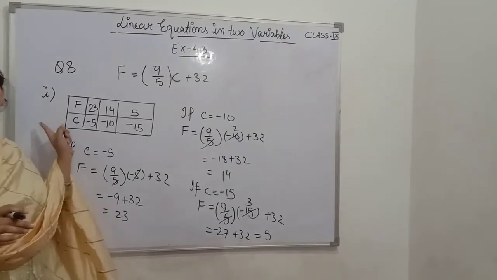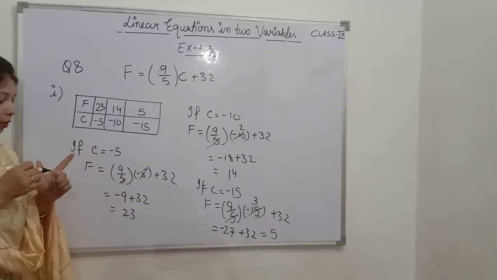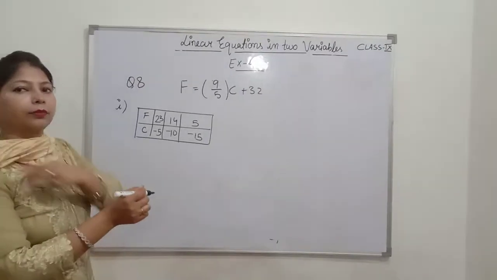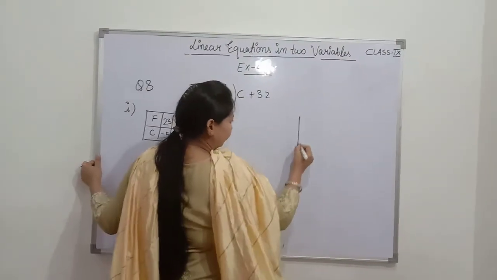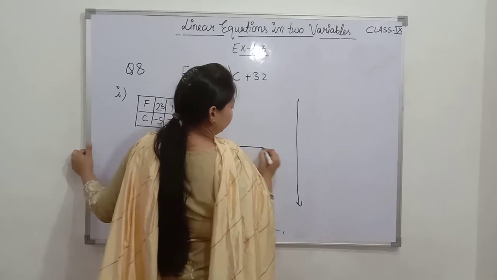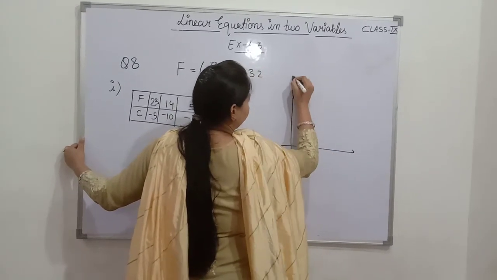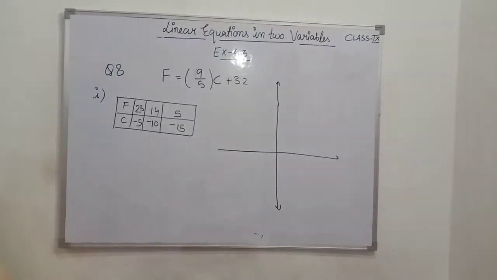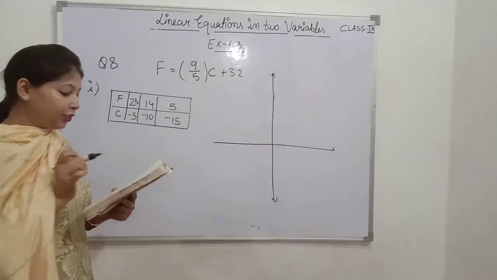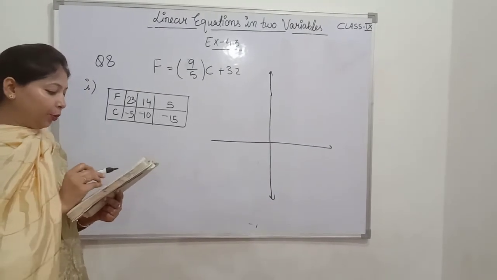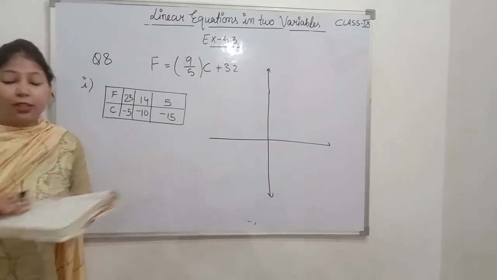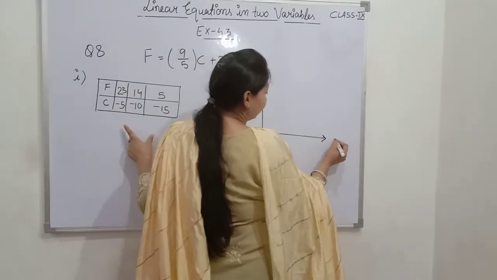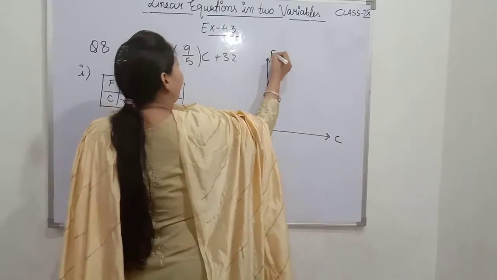And now we have to plot the graph on these values. Now plotting the graph. In the question we have said that here is a linear equation, take the Celsius for the x-axis. That means we have to represent Celsius as the x-axis and Fahrenheit for the y-axis.